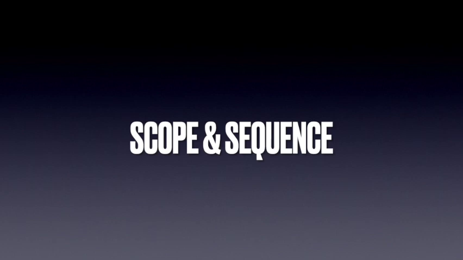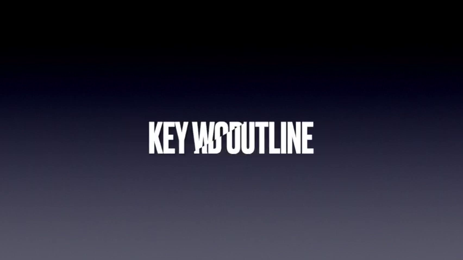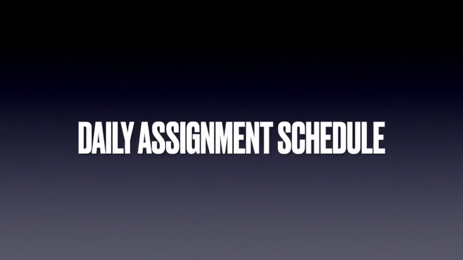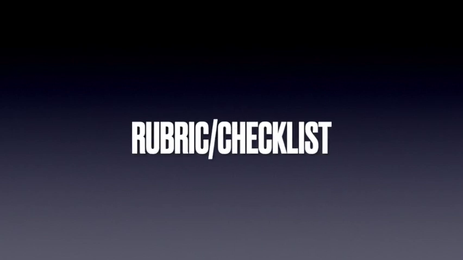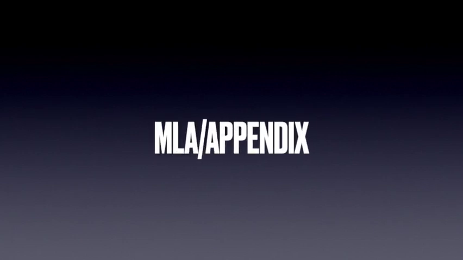So what I'm about to show you is a walkthrough of both books side by side. Here are some things that we're going to show you. We're going to cover the blue page with the downloads. We're going to go over the scope and sequence. We're going to go over what is a keyword outline. We're going to go over the daily assignment schedule and how you can modify that for your own child. We're going to go over how each lesson has a rubric or a checklist. We're going to go over how they guide you in the MLA format and the appendix. And then we're going to show you the vocabulary section. All right, let's get started.